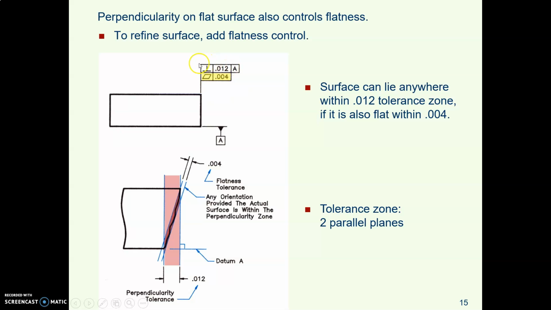It's okay to be out of square by 12 thousandths, but wherever it sits, you really need that surface to be flat within 4 thousandths. So if that's what you need, then you can use two controls. You can say you want the surface to be perpendicular within 12 thousandths, and you want it to be flat within 4 thousandths.